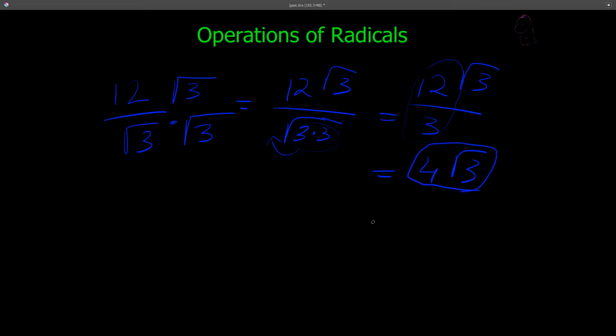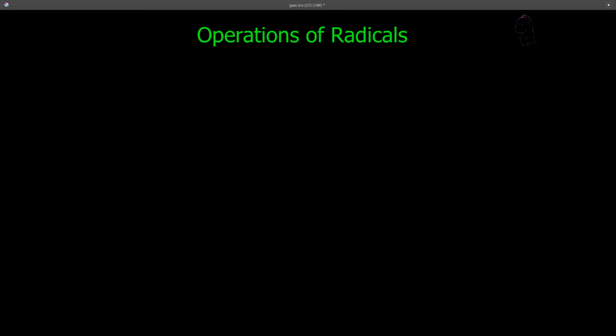That's the final answer. One last thing is going to be add and subtract. And these can go together because they're the same thing. So the first thing I have is negative 2 radical 12 plus radical 12.